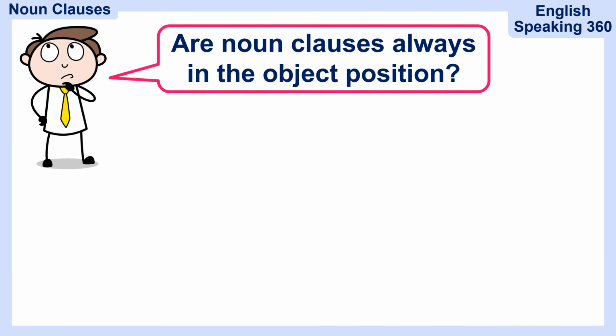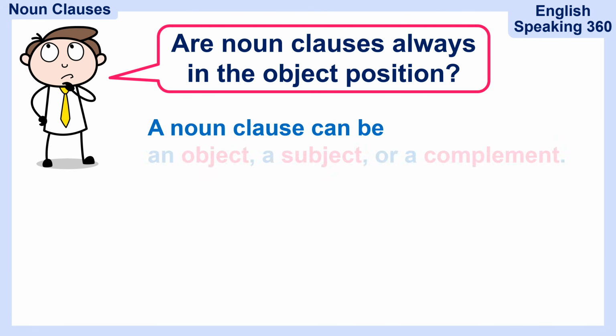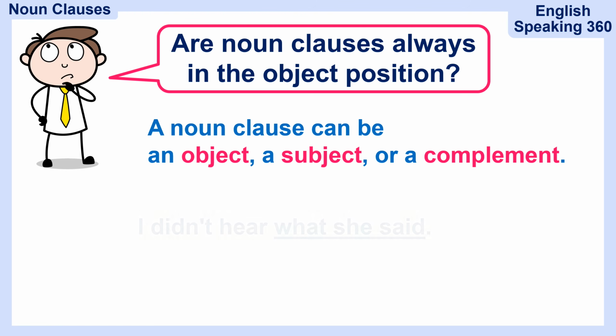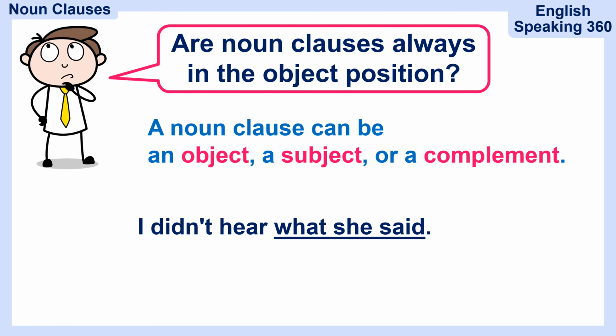Are noun clauses always in the object position? A noun clause can be an object, a subject, or a complement, so it can have 3 different roles in the sentence. Here's an example. I didn't hear what she said. That is in the object position because I didn't hear what. If we ask after the verb, it is an object. I didn't hear what? I didn't hear what she said.